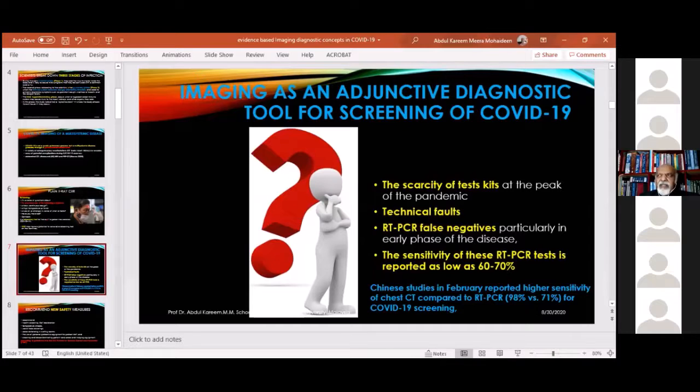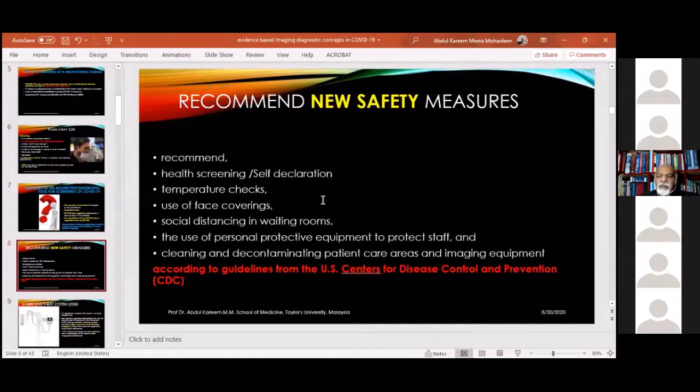And in fact, in Chinese studies, they have proved that radiology has been 98 to 100% sensitive, and the specificity is also great in radiological investigations. So while adopting radiology as a diagnostic aid, we have to adopt some safety measures. Of course, every time we have to adopt safety measures in the radiology department. That is pretty well known because of the deteriorating or hazardous effect of radiation. But still here, I highlight the new safety rules.